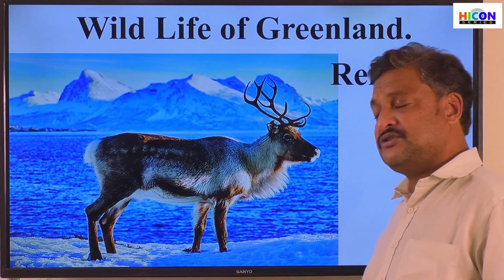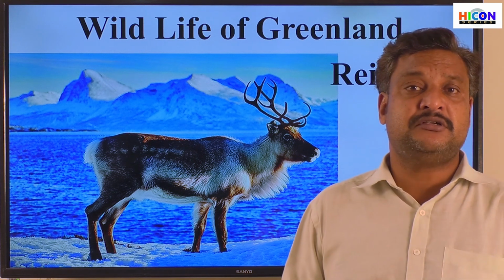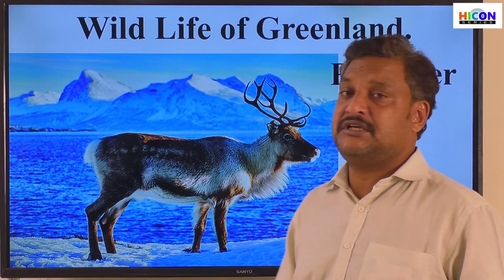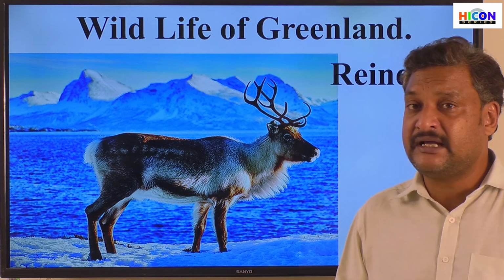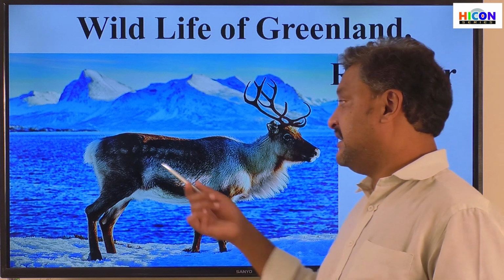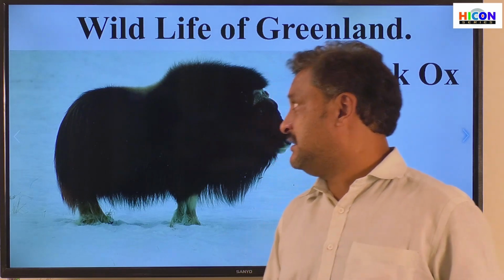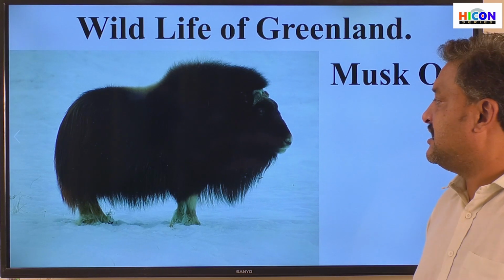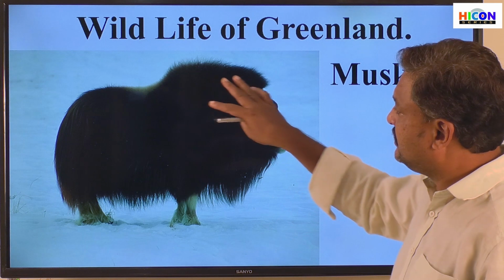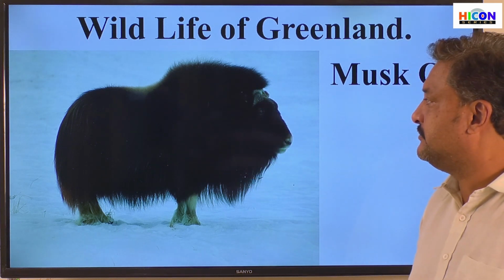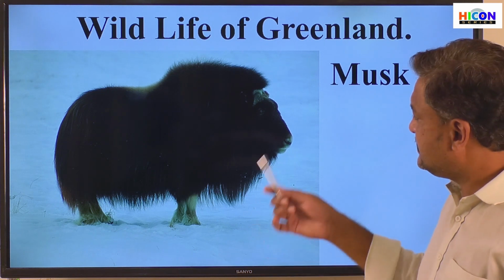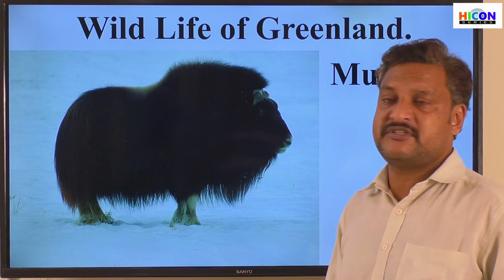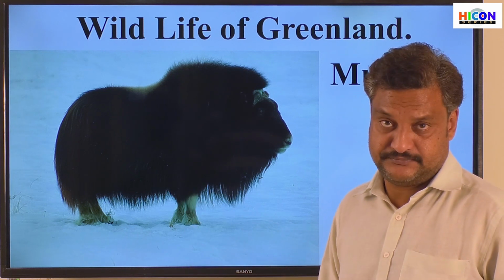Okay, this animal is actually raised by the people over there because they get the milk and the flesh from these animals. They use these animals for their milk and flesh and the skin also. Right? And another such animal is the musk ox. See how thick a hair it has on its body. It is a very furry animal, and these are also raised for the purpose of fur and meat.